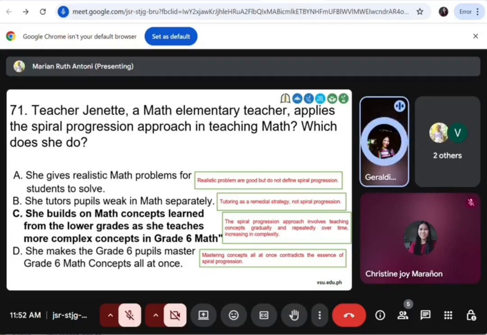A is not the correct answer. It's because realistic problems are good but do not define spiral progression. So why not letter B? It's because tutoring is a remedial strategy, not spiral progression. Why not letter D? Mastering concepts all at once contradicts the essence of spiral progression. Next.